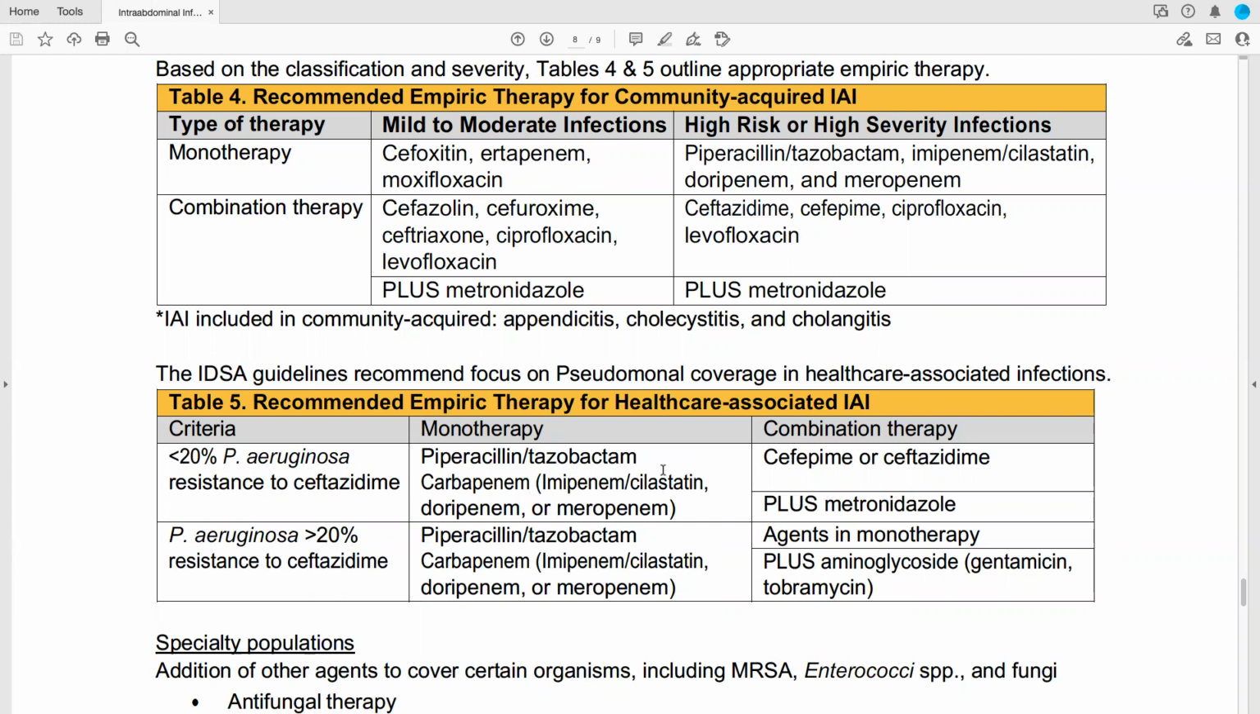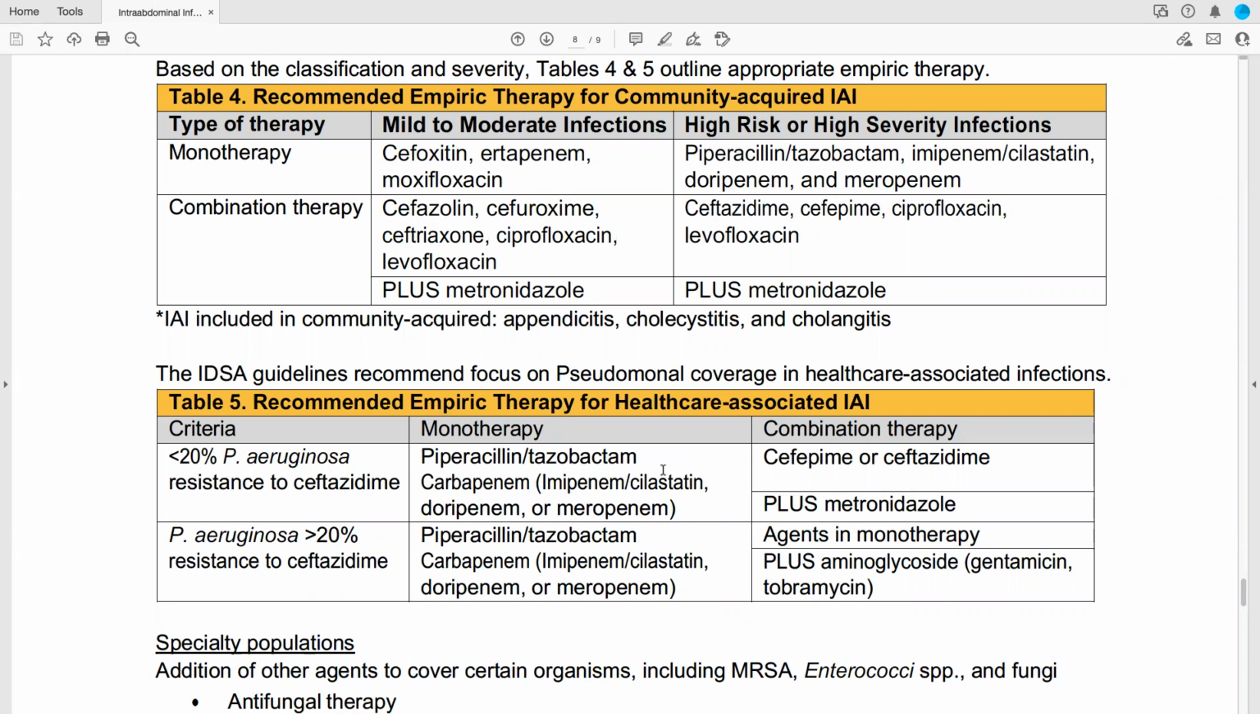So for our healthcare associated infections, what we use here to guide us is just Pseudomonas resistance to ceftazidime. In the event that we have less than 20% resistance to ceftazidime, then we can use our Zosyn, we can use our carbapenem, we can do that as monotherapy. For combination therapy, we can use cefepime or ceftazidime plus metronidazole. So once again, we're jumping straight into using our agents that provide that larger spectrum of coverage. So that's pseudomonal coverage in our healthcare associated, because we know Pseudomonas can be a healthcare associated drug, right? So that's when we will jump right ahead into our larger scale therapies.